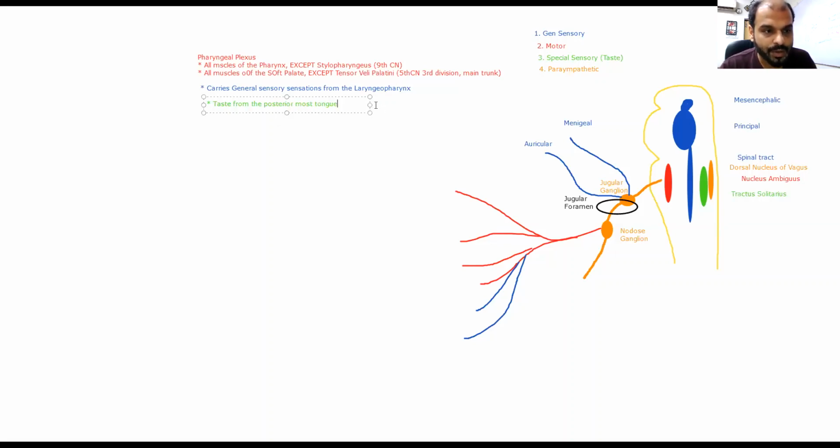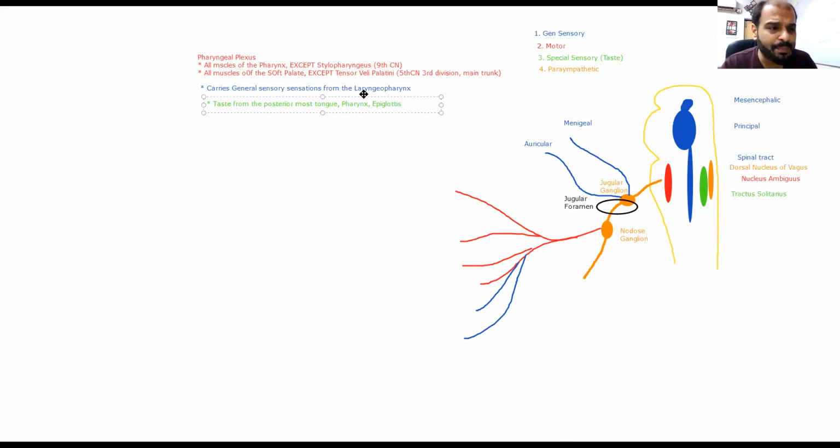From the posterior most tongue there are minor taste buds. If you eat something bitter, you can sometimes feel the bitter taste in the back of the nose, in the throat, in the pharynx. So in the posterior most part of the tongue, the pharynx, and even the epiglottis also, this nerve carries the taste of this area.